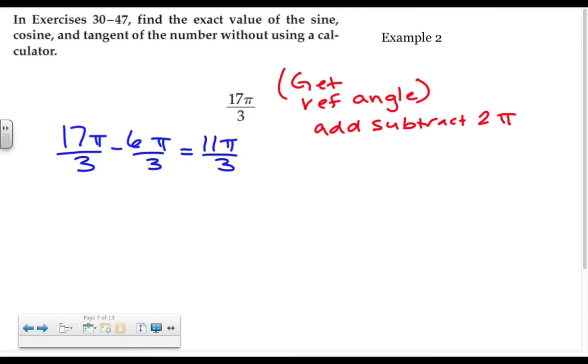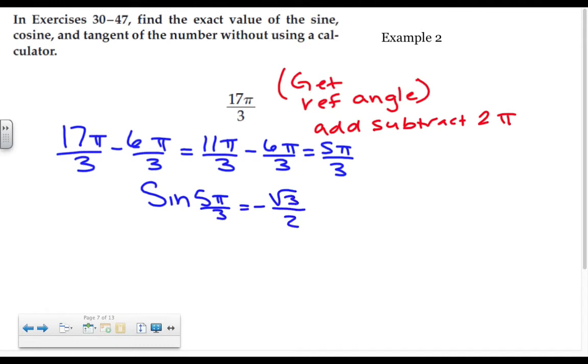Okay, and that's not on the unit circle, so we have to do it again. Minus 6 pi over 3 is 5 pi over 3, and that's on my unit circle. So now using my unit circle, I know that the sine of 5 pi over 3 is negative radical 3 over 2, and that cosine of 5 pi over 3 is positive 1/2, and that tangent of 5 pi over 3 is negative radical 3.